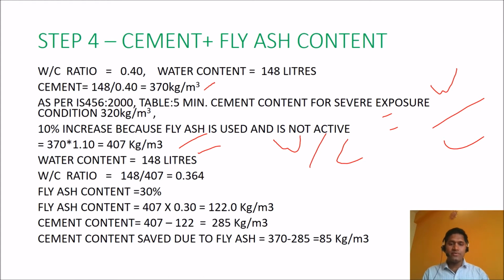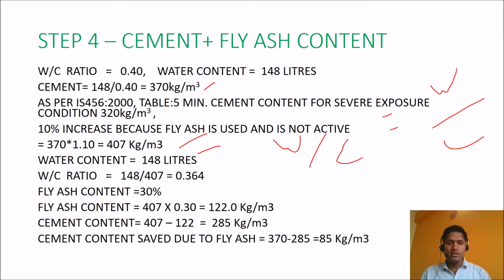So that is HVFAC, which we have already discussed. HVFAC is nothing but high volume fly ash mixes, where the increment is up to 50%. So in this mix we will assume that the fly ash content is taken as 30%. So 30% of 407 becomes 122 kg.